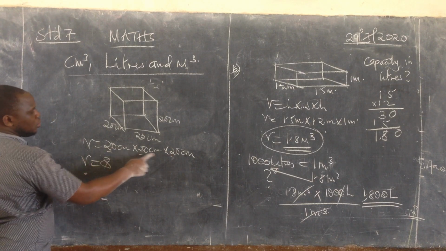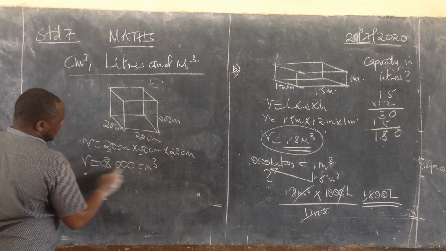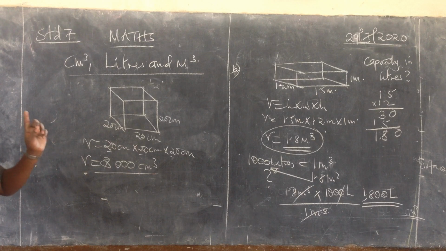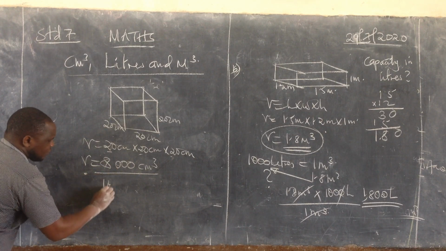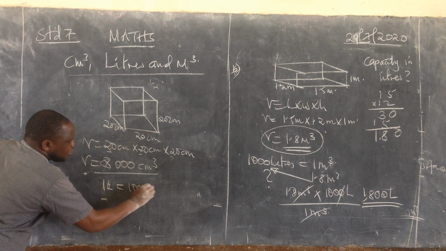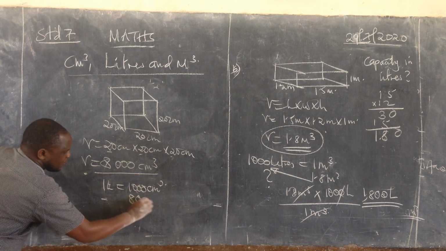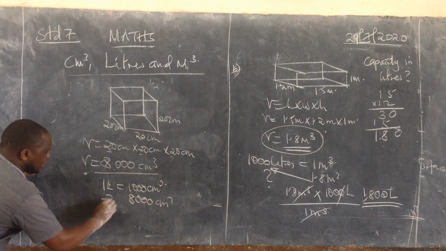Then 1, 2, 3 zeros. These are going to be cubic centimeters. So the volume is 8,000 cubic centimeters. That's not your answer. You are asked in terms of liters. So change this volume to liters, say 1 liter is equal to 1,000 cubic centimeters. What about 8,000 cubic centimeters, how many liters is it?